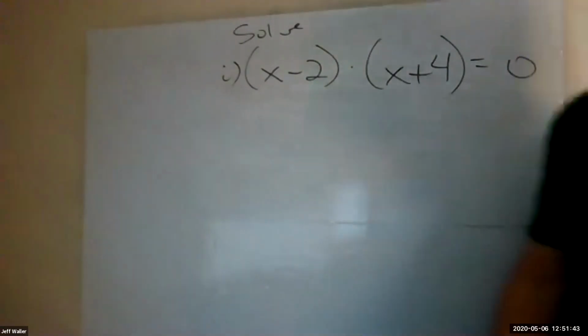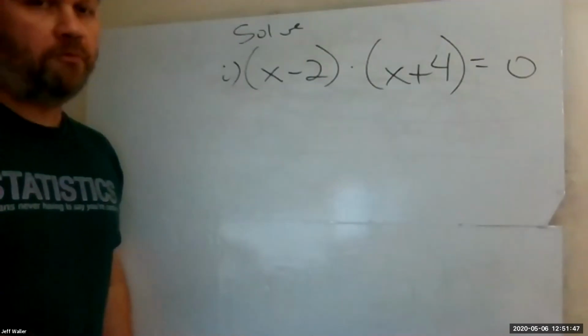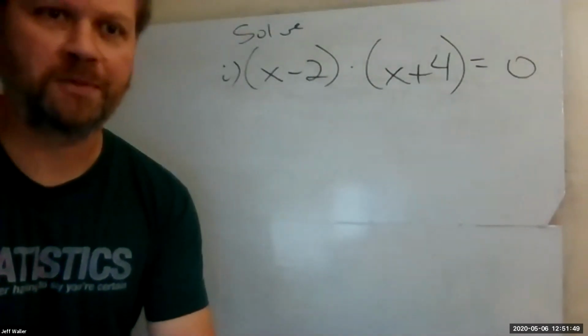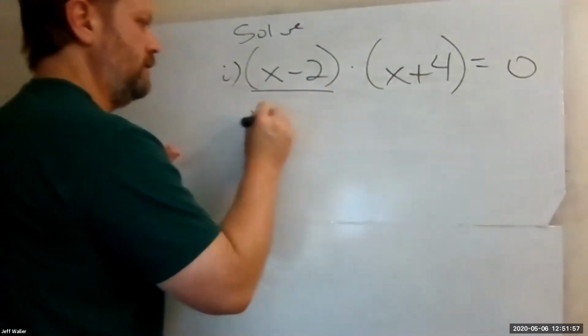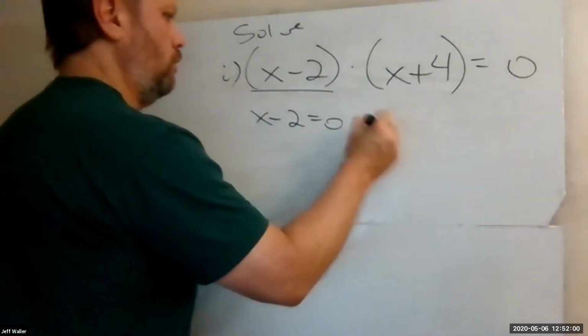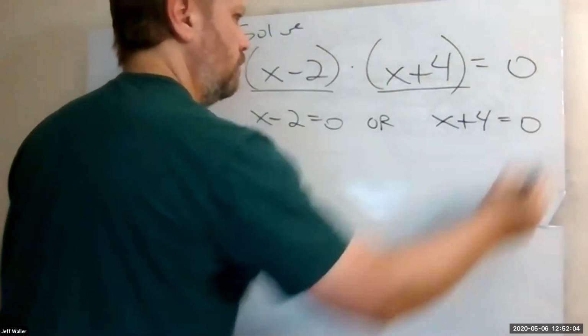Do I have two numbers that multiply to be 0? I really hope somebody out there thinks this is cool. Yes, it's cool. X minus 2, that is a 0. Either this number is 0 or this number is 0.